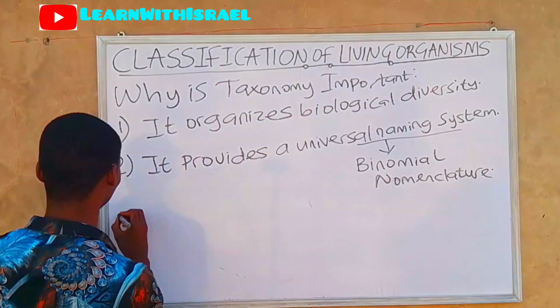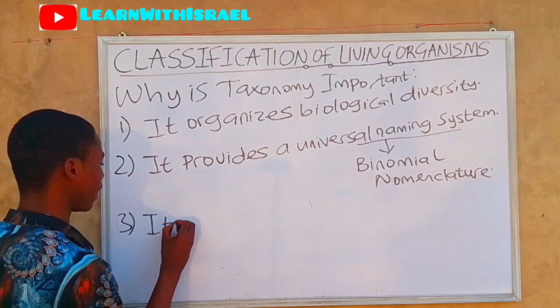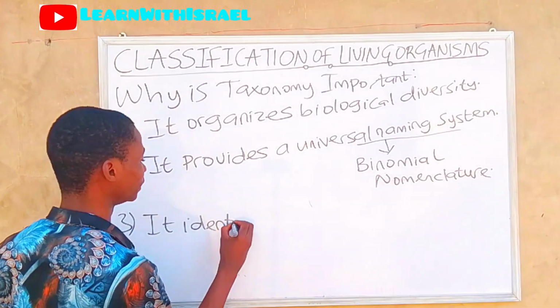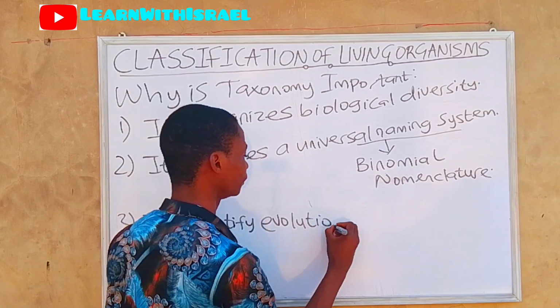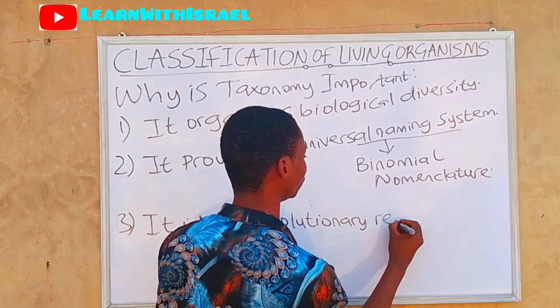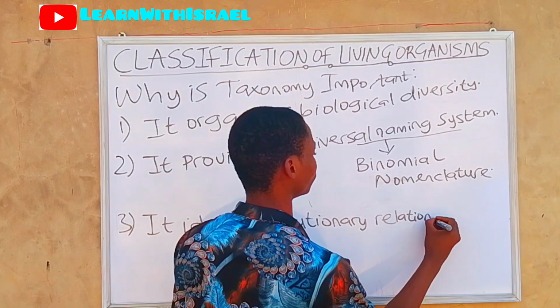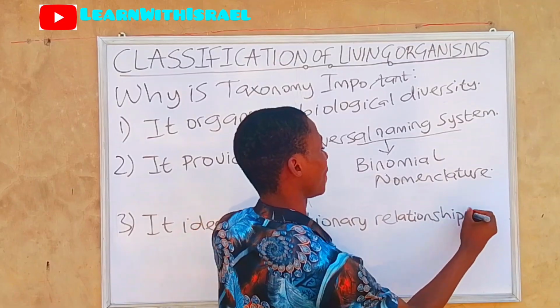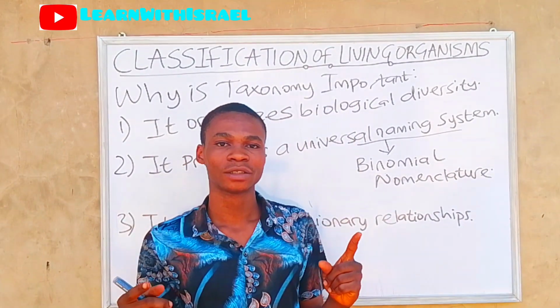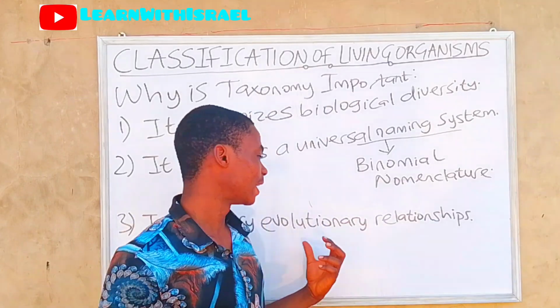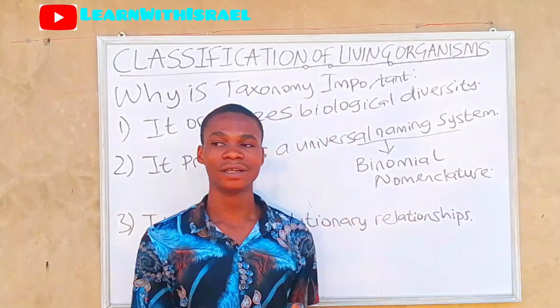And the next one which you need to know is that taxonomy identifies evolutionary relationships. According to science, humans evolved from apes. So taxonomy helps in identifying evolutionary relationships.